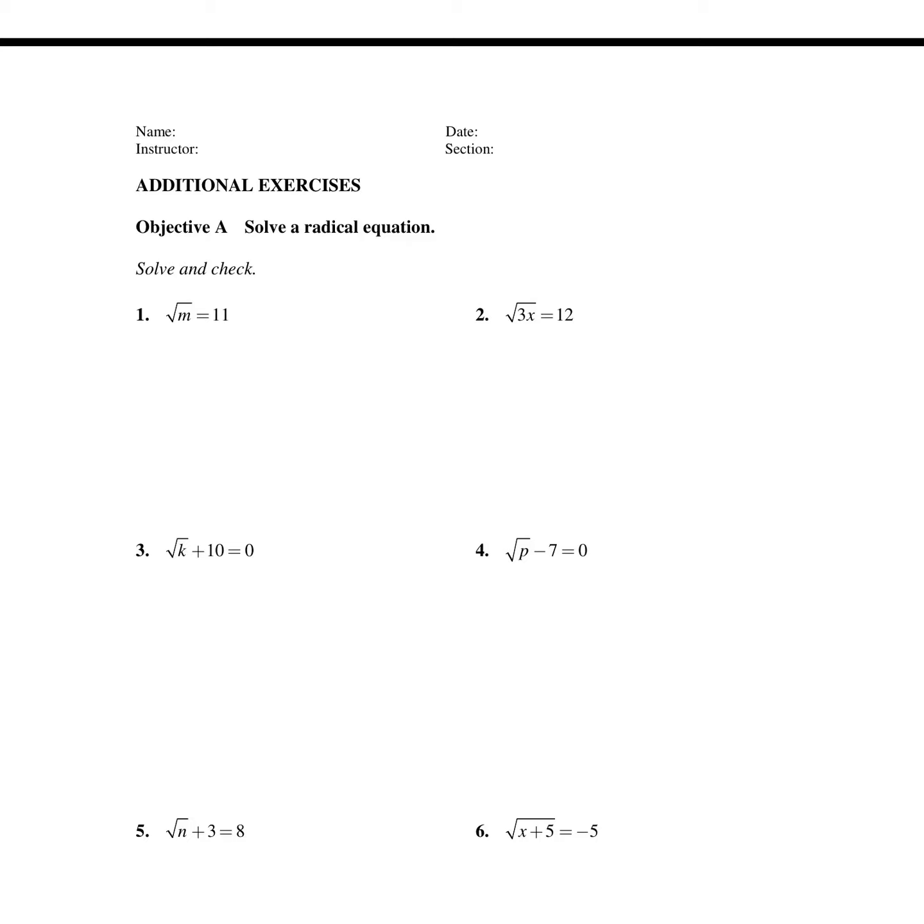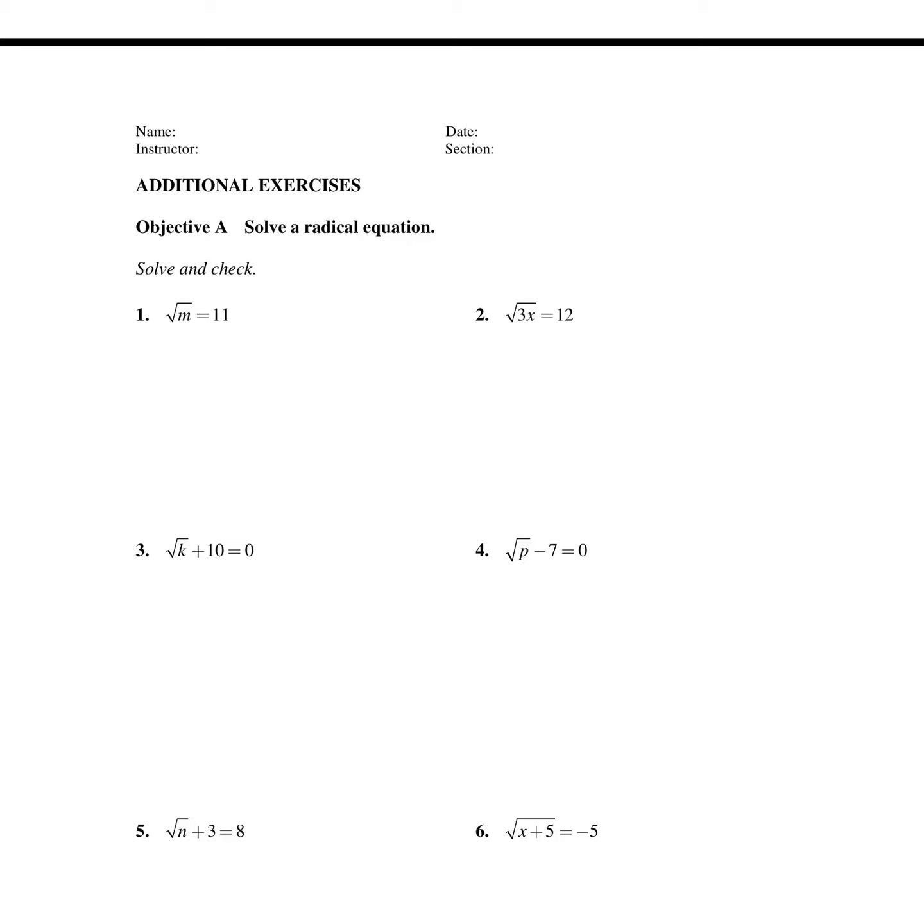Objective A. Solve a radical equation. Solve and check. Number 1. Radical m equals 11. The key to solve any radical equation is to isolate the radical part. So you just need to see where the radical part is and then perform inverse operations. Isolate that radical part. Number 1 is a good example.